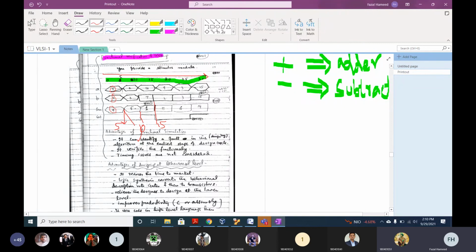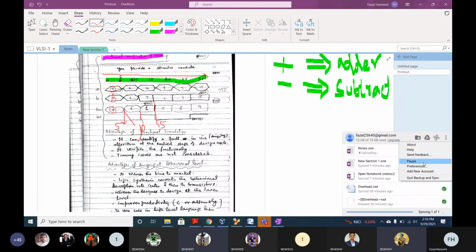So in the functional testing and verification, we give a particular set of input, and then we expect some output. And in functional verification, we test whether our design is working correctly or incorrectly. Am I right or not?